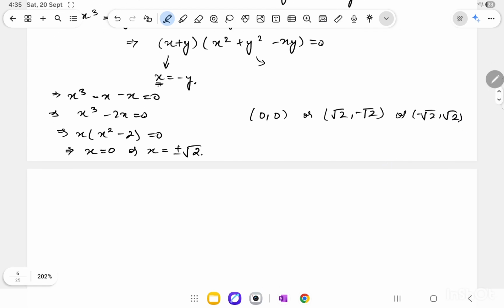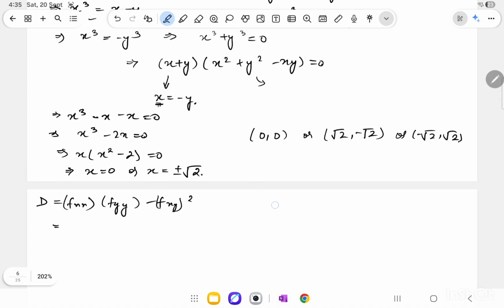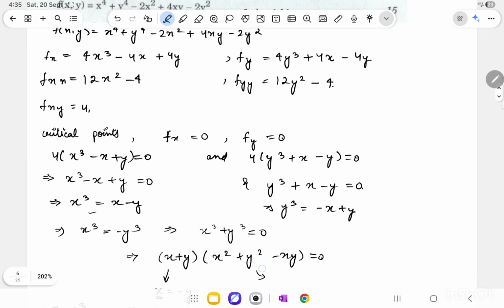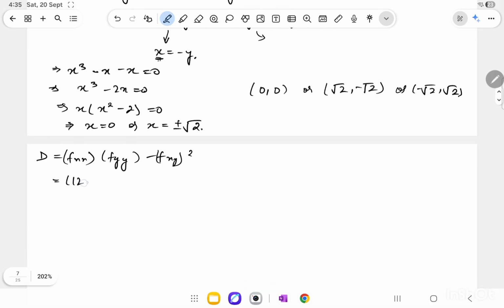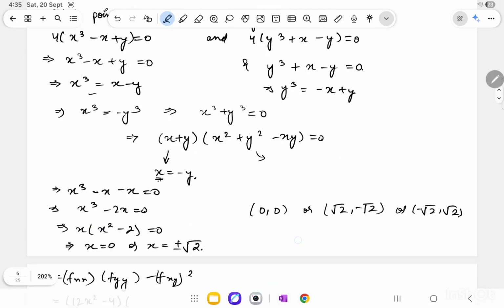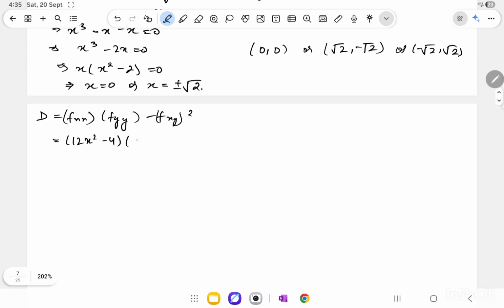So let's check the sign of D, that is fxx into fyy minus fxy square. That is fxx, which is basically 12x^2 - 4, into 12y^2 - 4, minus fxy, which is 4 square. Now from here I can take 4 common, that is 16 into (3x^2 - 1) into (3y^2 - 1) minus 1.